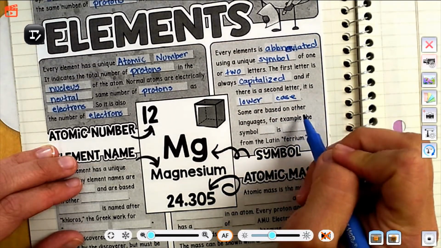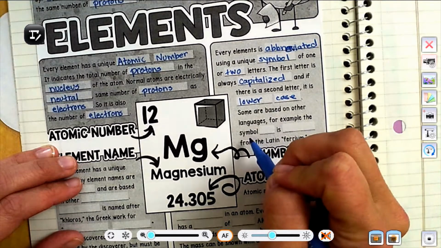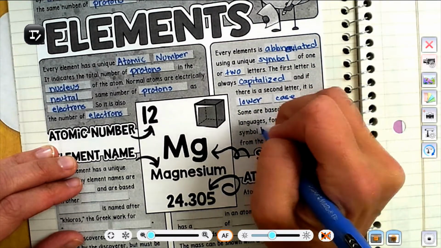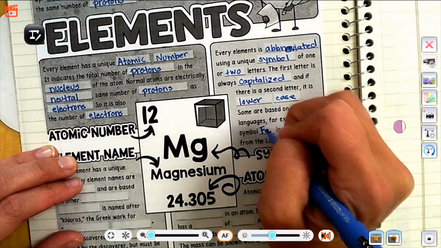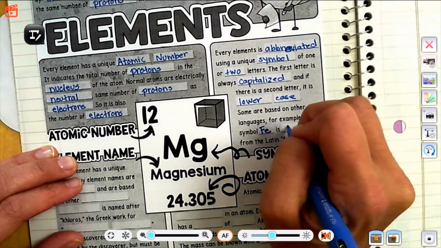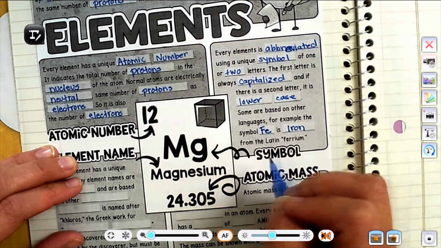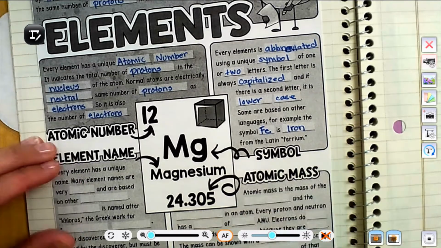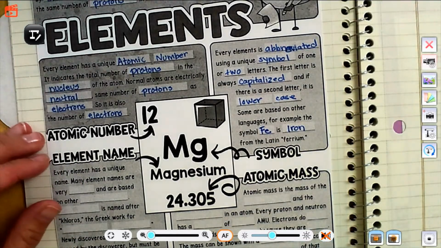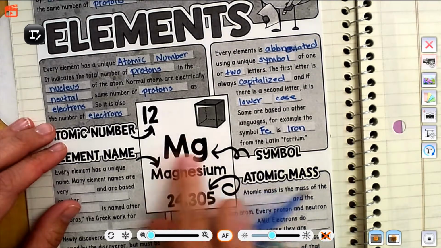Some are based on other languages. For example, the symbol Fe, so it's big F, lowercase e, is the symbol for iron, and it's from the Latin ferrium, which means iron. Okay, so that's going to be that guy right there.